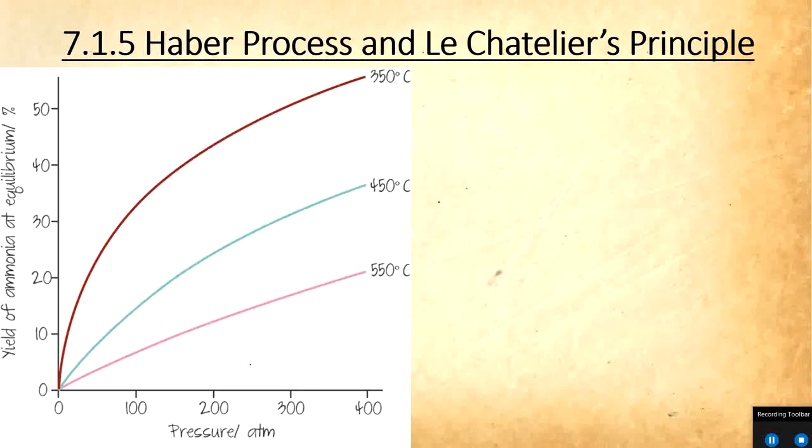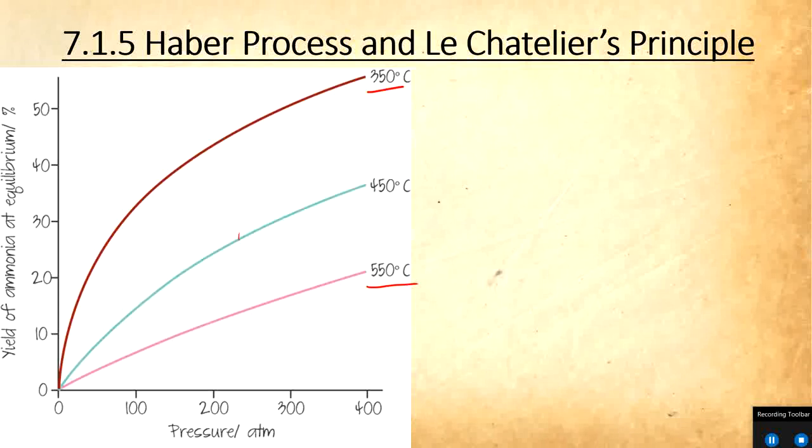So taking a look at this graph, on the left-hand side we have our yield of ammonia at equilibrium, so our percentage that we get out, and our pressure on the x-axis, pressure in atmospheres, and these lines each represent the production of ammonia at different temperatures. So you can see, obviously, at the lowest temperature that we have on this graph, 350 Celsius, we produce the highest percentage of ammonia. At 550, the rate is going to be much faster, but we're producing much lower yields.